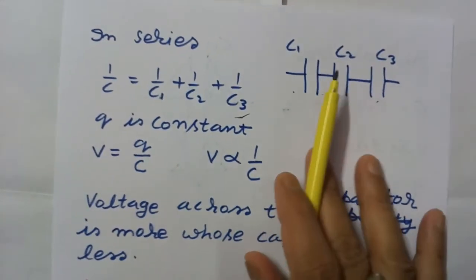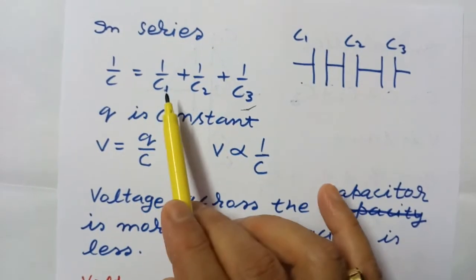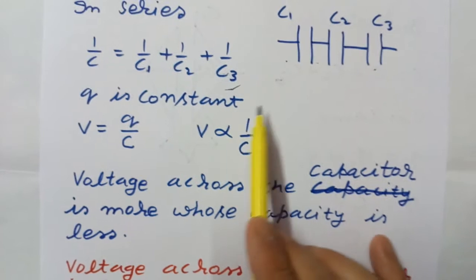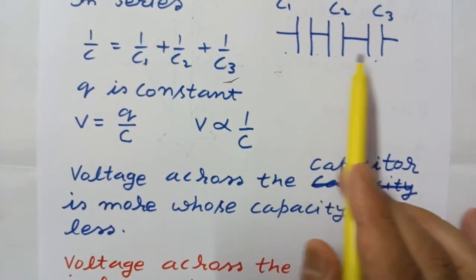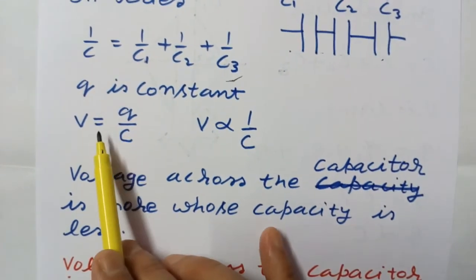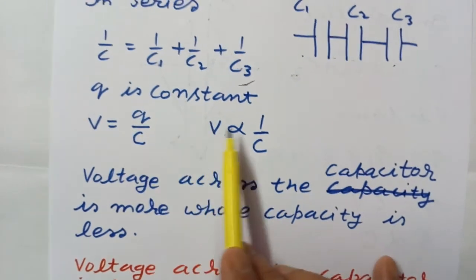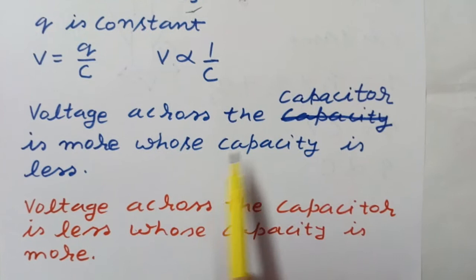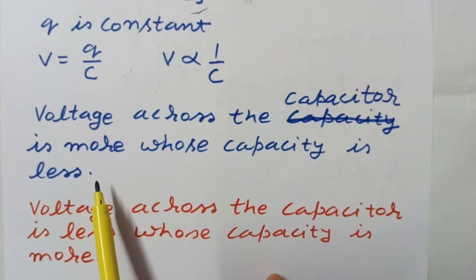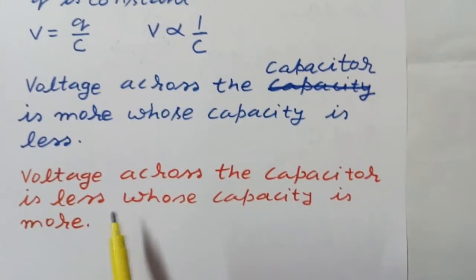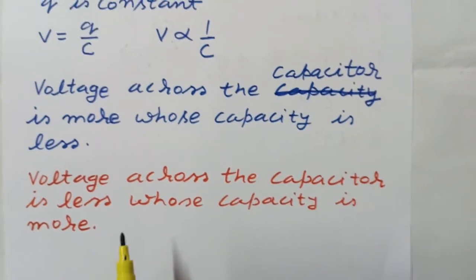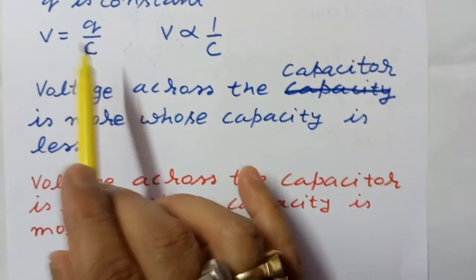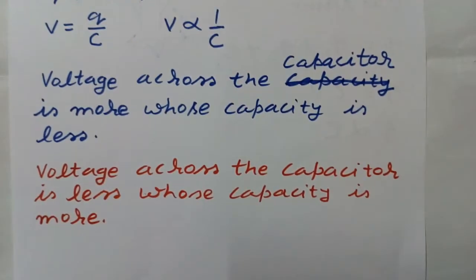Let us have a quick review. In series, 1 by C is equal to 1 by C1 plus 1 by C2 plus 1 by C3. Q is constant, means Q is the same for every capacitor, and V is equal to Q by C, so V is proportional to 1 by C. So the voltage across the capacitor is more whose capacity is less, and the voltage across the capacitor is less whose capacity is more, because V is equal to Q by C. If C is less, V will be more. If C is more, V will be less.